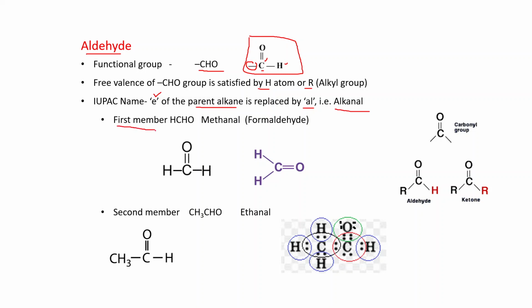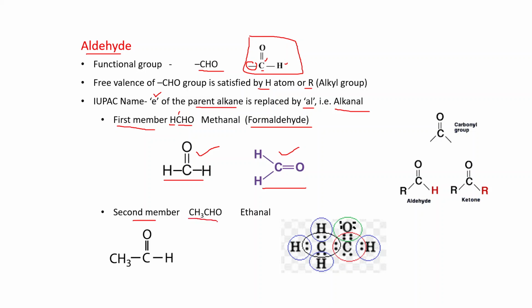How can we get the first member of the aldehyde series? As we discussed, CHO is the functional group, and if the free valency of this carbon is satisfied by hydrogen, then we get its first member, HCHO, methanal. In the common system, this is known as formaldehyde. Its structural formula can be represented either like this or like this.